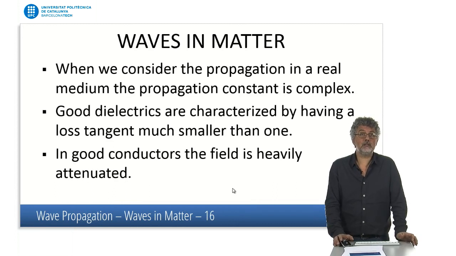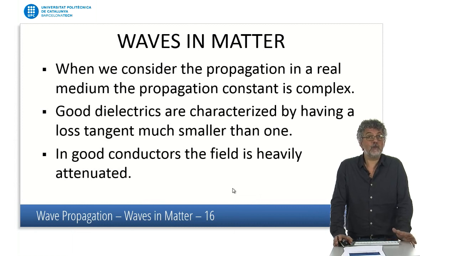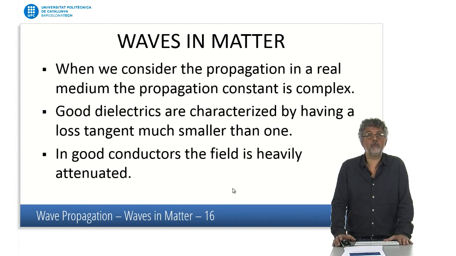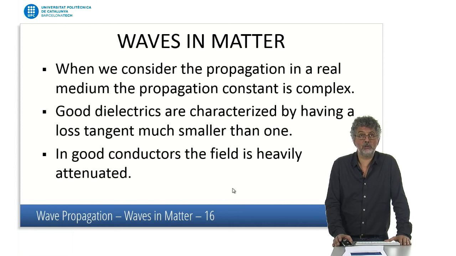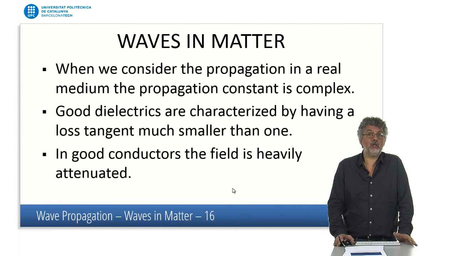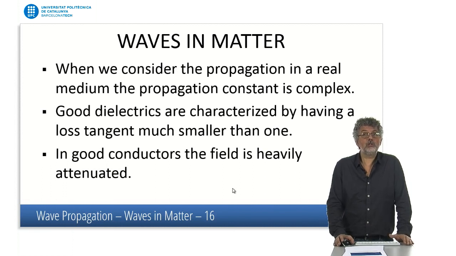So to finish this small unit, when we consider propagation in matter, we realize that the propagation constant is complex. So we have a real part for the propagation constant and an imaginary part for the propagation constant. In good dielectrics, we expect to have a loss tangent much smaller than 1, and in that case the attenuation will be small. And in good conductors, notice that the field is heavily attenuated if we try to propagate inside the conductor.